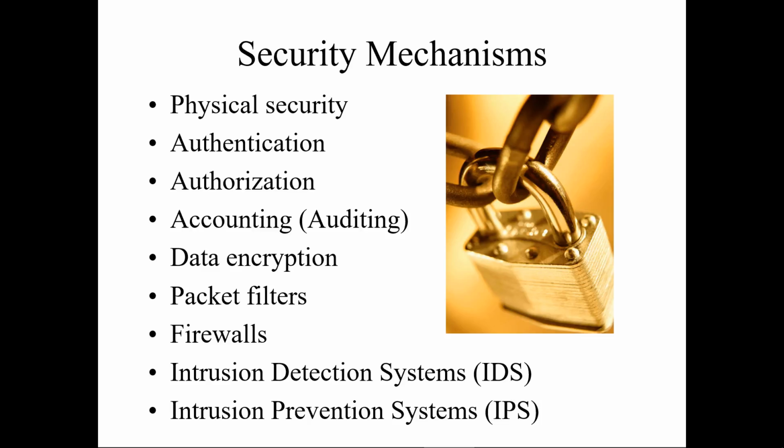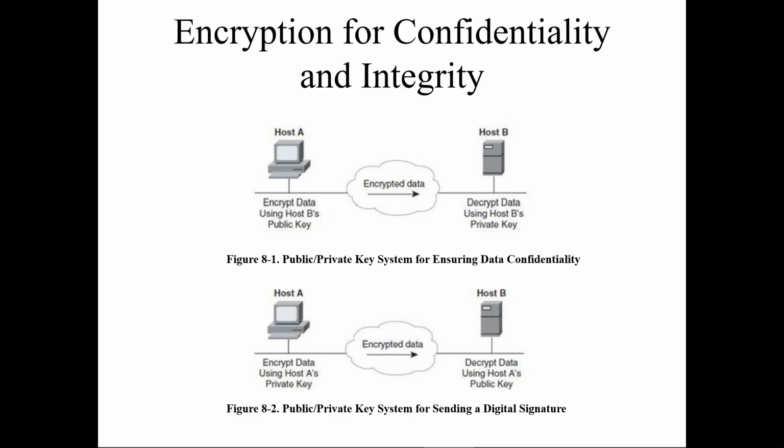So, let's talk about encryption for a second. Since we already talked about our AAA, what about our CIA? Confidentiality, integrity, and availability. How do we know that our data is going to be encrypted? This could be a public and private key system, or PKI system.